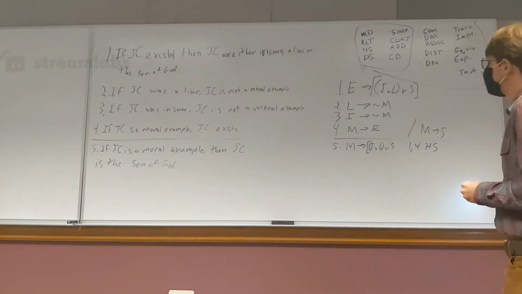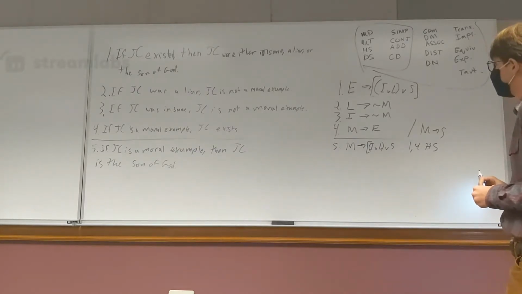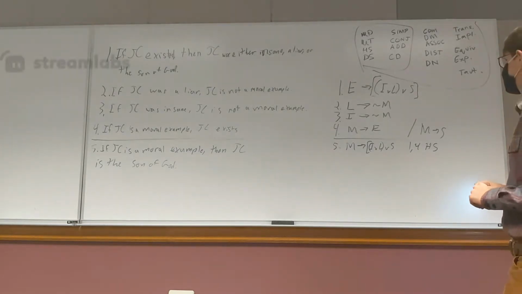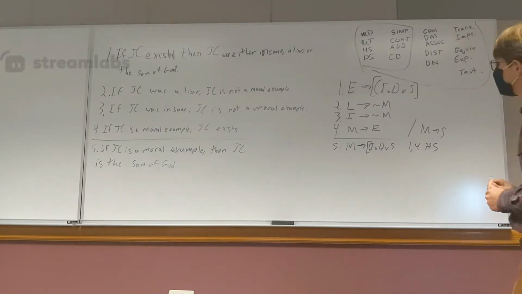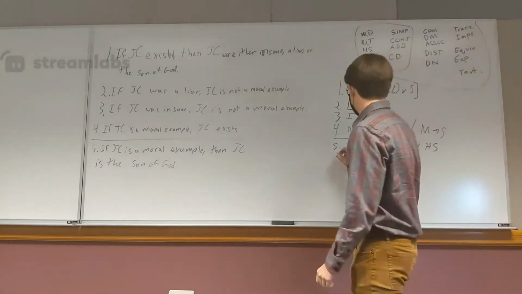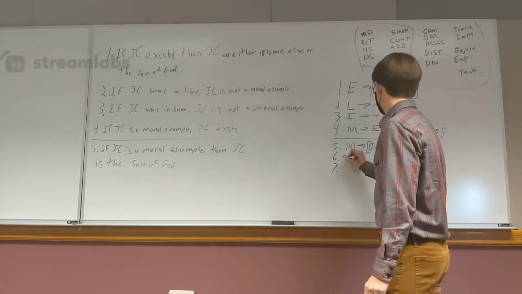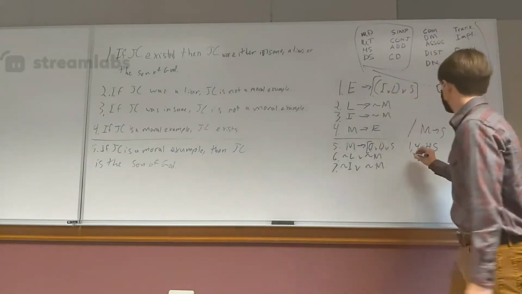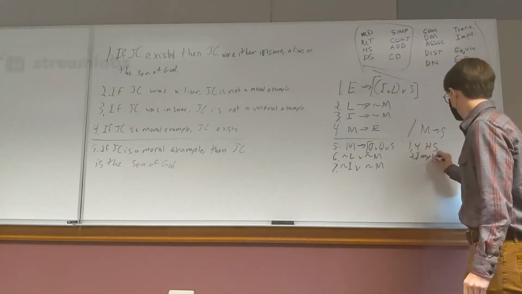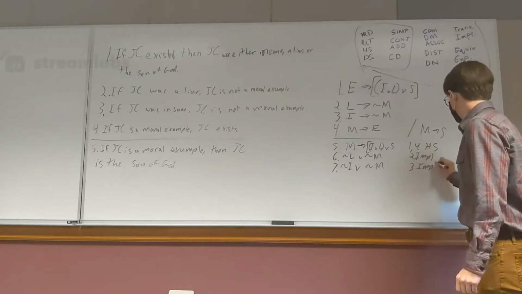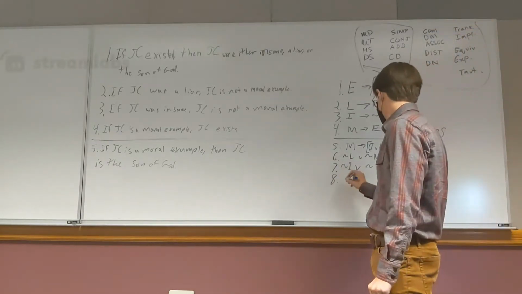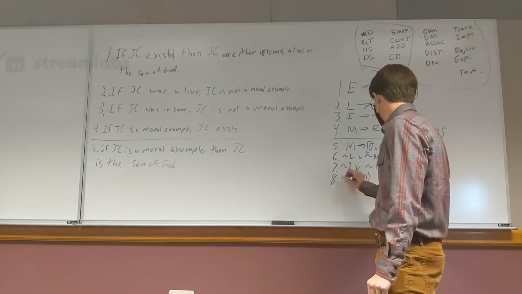Now on 2 and 3, do the material implication rules. So you go, not L or not M, and not I or not M. And now if you join both of those together, do you see where I'm going with that?